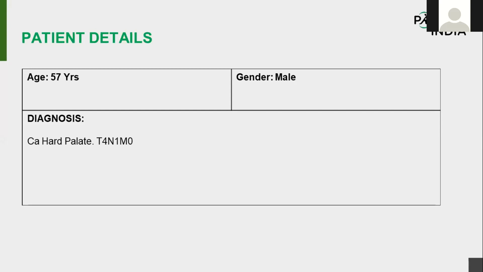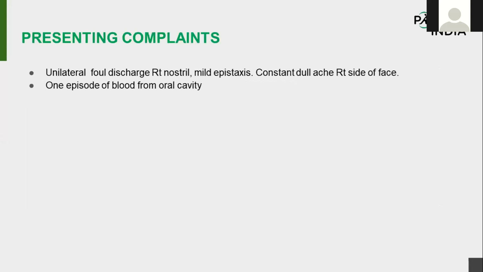Okay, sir. Next slide. My case today is a friend, 57 years old. He is a male, a beedi worker. His diagnosis was cancer of the hard palate, T4, N1, M0. Next slide. His complaint was a unilateral foul discharge from the right nostril and frequent epistaxis, mild, not torrential, so it was ignored most of the time. And a constant dull ache. There was no severe pain on the right side of the face. There was one episode of blood from the oral cavity also, but it was assumed to be because of his poor oral hygiene. Next.